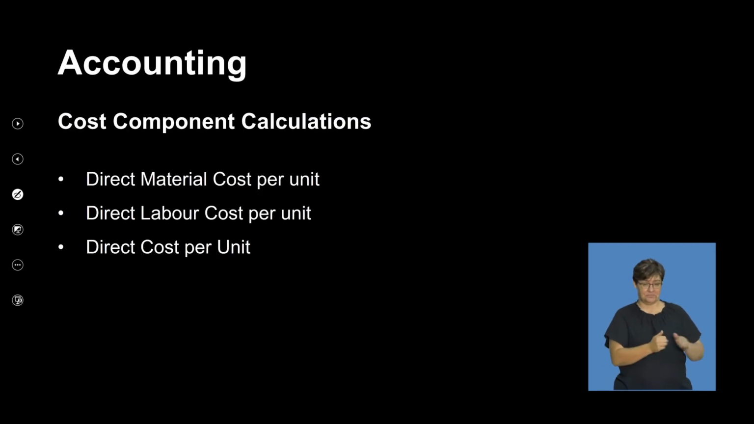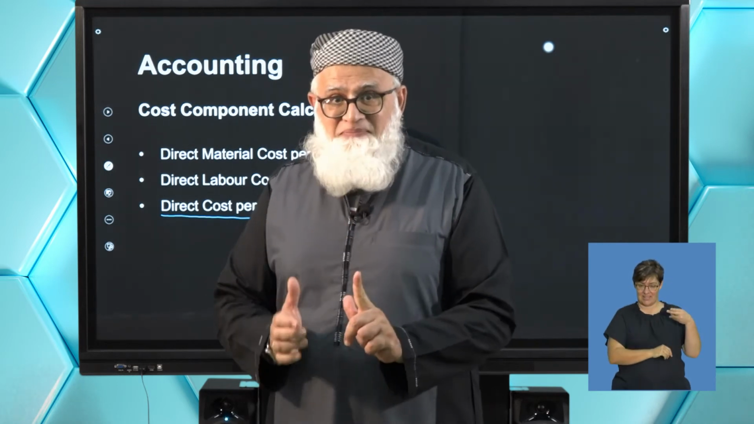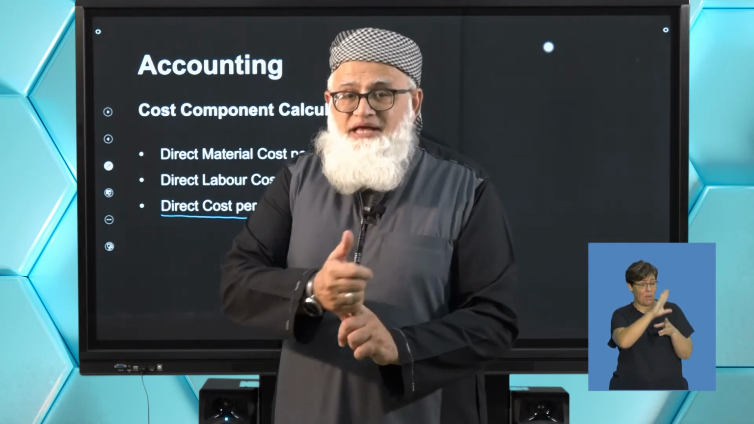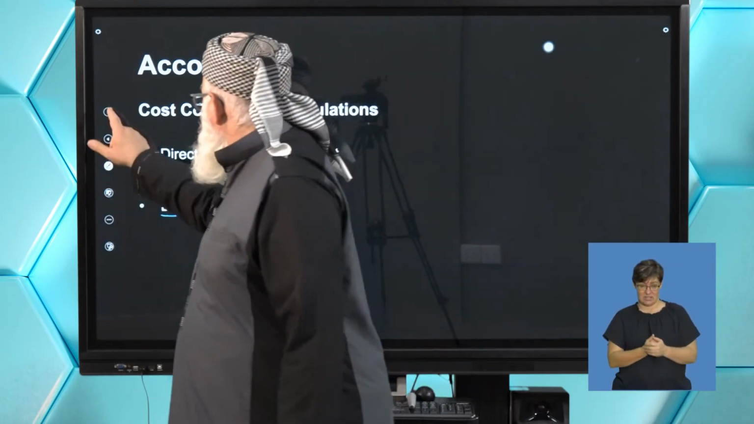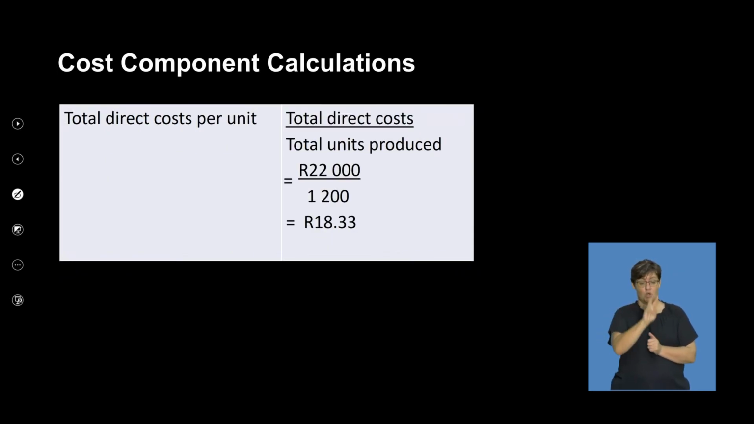Next one is your direct cost per unit. Once again, what do we mean by direct cost? Direct cost would be material plus labor. I repeat, material plus labor. Those are your direct costs. What's my direct cost here? Material plus labor will give me a figure of 22,000. Therefore, there's my 22,000. So you need to identify this, people, and you need to know this, accounting students.